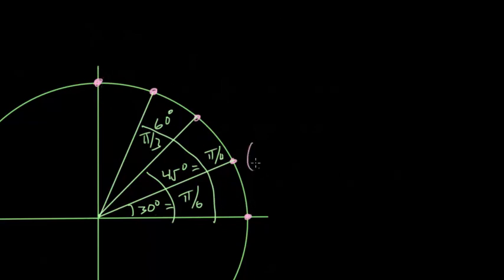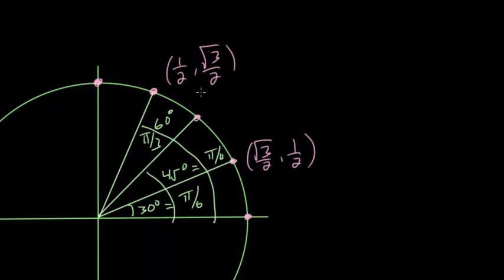So remember, we found root 3 over 2 and 1/2 for an angle of 30 degrees, or pi over 6 radians. For a 60-degree angle, this was flipped. It was 1/2 and root 3 over 2 for x and y. And for this 45-degree angle, it was root 2 over 2 for both the x and the y coordinates.